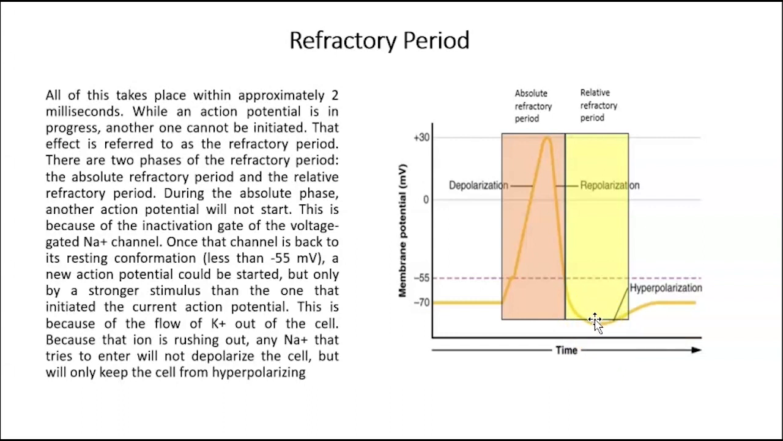The theory says that if you have a stimulus that is very strong, you can start an action potential right here. You will start it in this yellow area. Therefore, that's why it's called relative refractory period, because you can initiate it even though it's not negative 70.